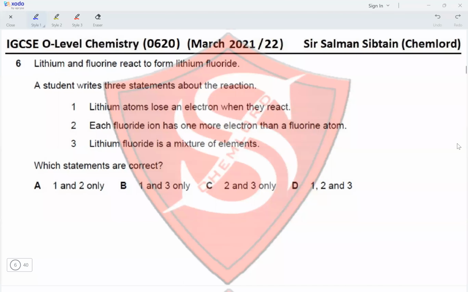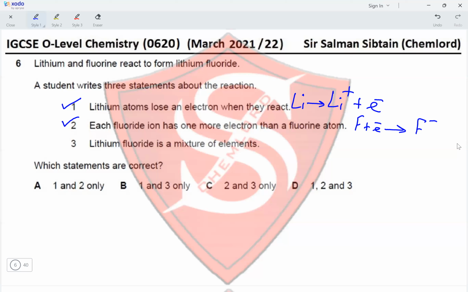Question 6. Lithium and fluorine react to form lithium fluoride. A student writes three statements about the reaction. Lithium atoms lose an electron when they react. Yes. Li would form Li positive ion and give off an electron. So this statement is correct. Next, each fluoride ion has one more electron than a fluorine atom. Yes, because a fluorine atom gains an electron to form a fluoride ion. So this is correct as well.